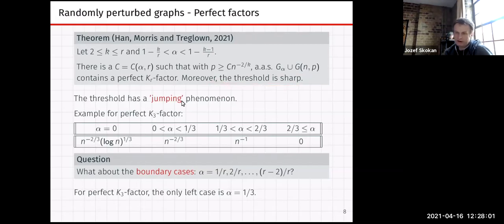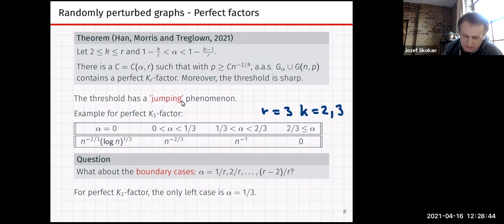Okay, so lots of parameters and lots of words. So let me just look at the case when r is equal to 3, and that's summarized in this table. In this case your k can be either 2 or 3, and the situation is as follows. If your alpha is equal to 0, then the threshold is given by n to the negative 2/3 times log n to the 1/3. That's Johansson-Kahn-Vu. If your alpha is at least 2/3, that's Hajnal-Szemerédi. You don't need any random edges.